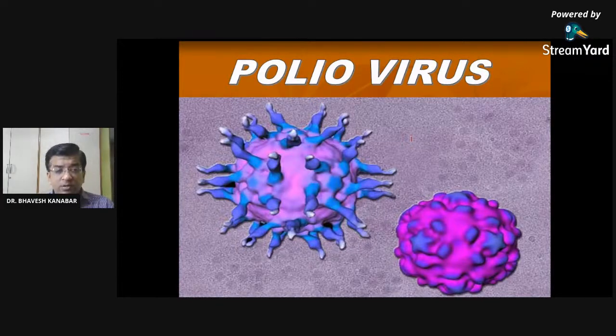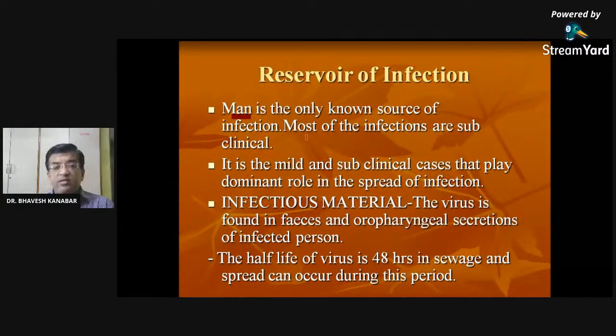Reservoir of infection: man is the only reservoir or source of infection. Most of the infections are subclinical, so it can be transmitted from one man to another. It is the mild and subclinical cases that play a dominant role in the spread of the infection, as in corona. Those mild, subclinical cases, which are not detected, can spread the infection.